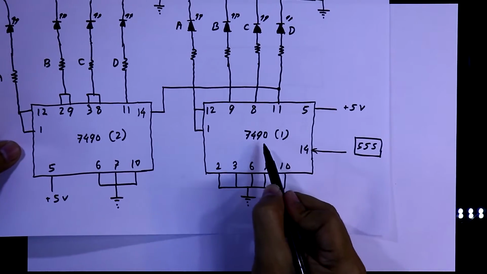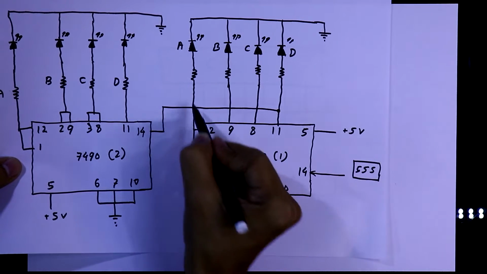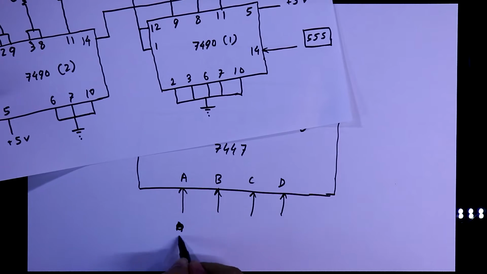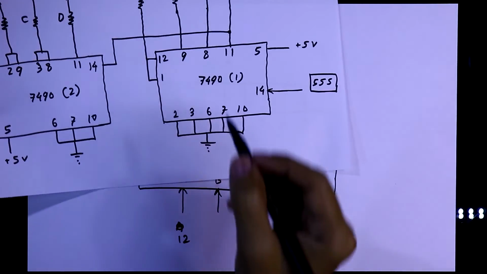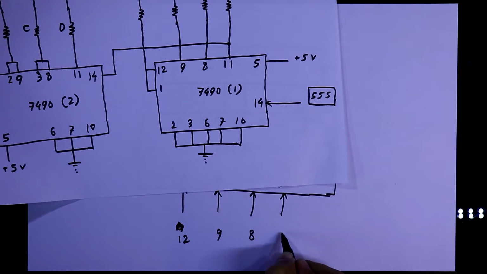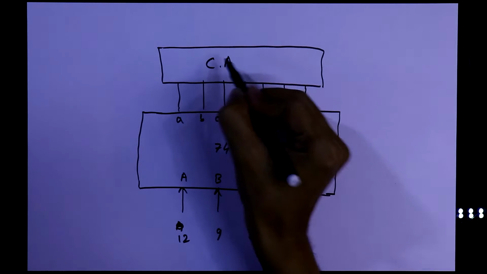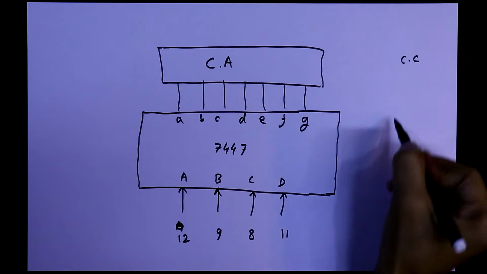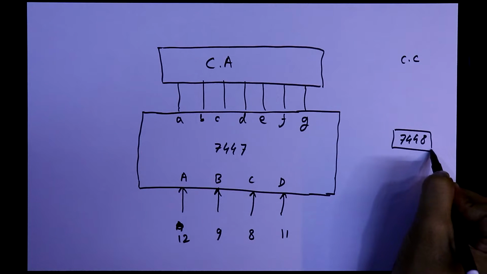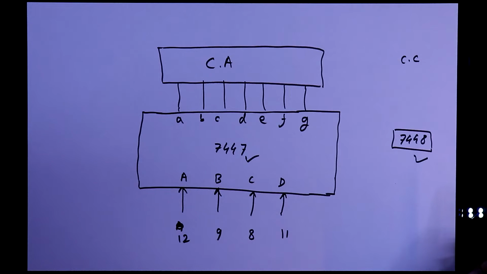These are input pins. So these input pins will be connected to the output of 7490. So as we know, this 12 is A. So here it is A, means it is pin number 12, then B it is pin number 9, then 8, and then 11. And if you want to use a common cathode display, then you must use the 7448 IC, and I already explained about these 2 ICs, link in the description below.